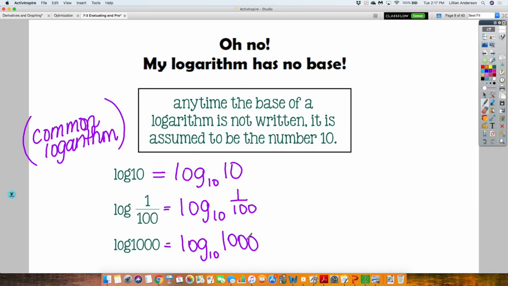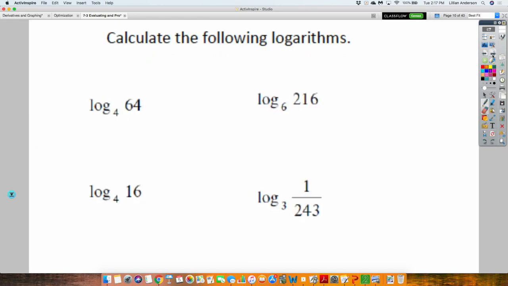So that's what we're going to practice first. We're going to practice writing these logarithms in exponential form. And we're going to practice going the other way because we can't do one way without the other. And then we're actually going to evaluate them, all right? So go back to your white sheet. Open it up.